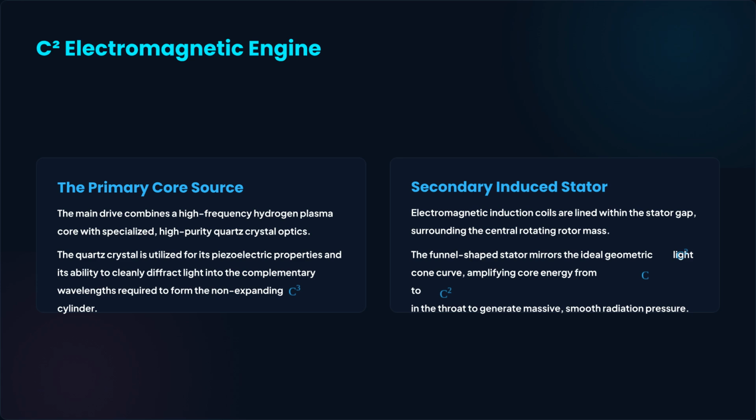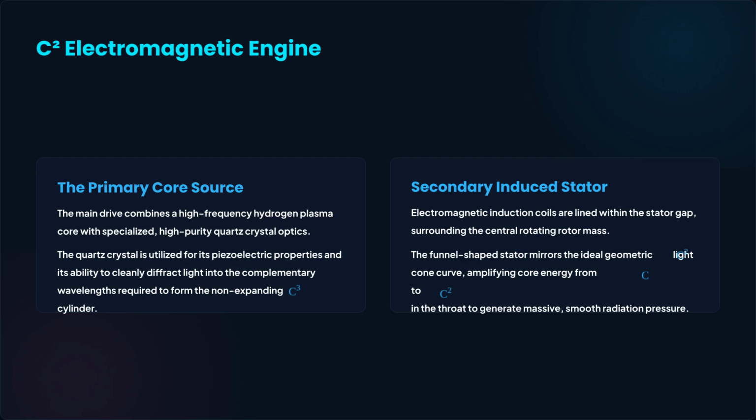By rewriting our volume and pressure equations around a unified engine power constant, K, we isolate the true mechanics of our drive. To manifest this in the physical world, we design the engine like a specialized electromagnetic generator. The primary source combines a high-frequency hydrogen plasma core with high-purity quartz crystal optics. We use quartz for its piezoelectric properties and its ability to split light into the precise complementary wavelengths required for our c-cube cylinder. The secondary source consists of electromagnetic induction coils lining a funnel-shaped stator that perfectly mirrors the curve of our c-squared light cone.